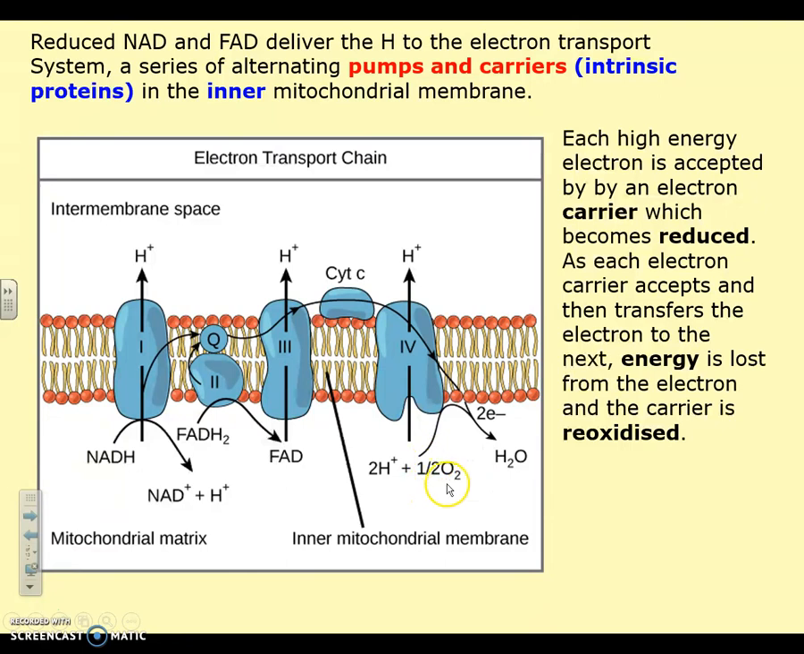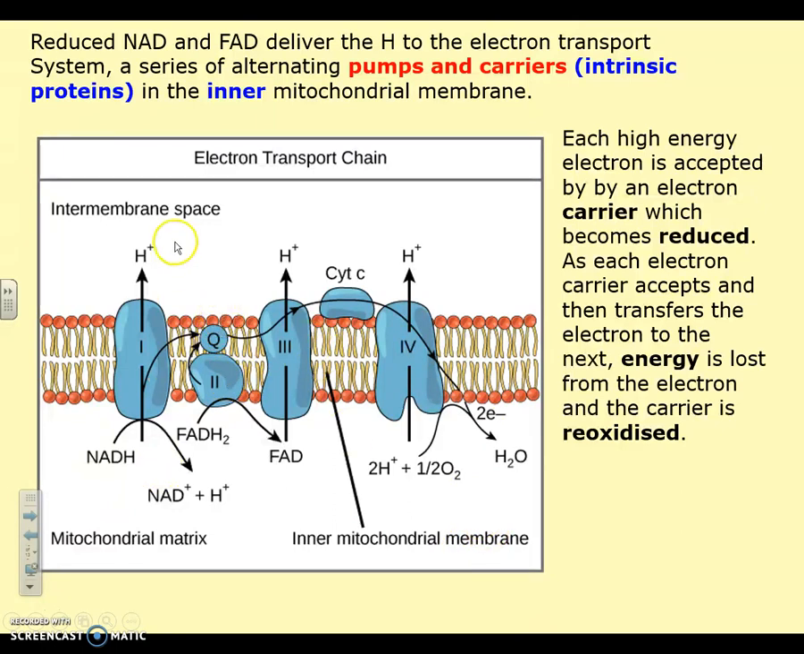diffused in. If you're a multi-celled organism like you and me, then of course it's been delivered by hemoglobin, and then it's diffused into the cell and into the mitochondria. But once this oxygen is here, the electron can move from this final proton pump onto the oxygen, forming water. And of course it picks up a couple of hydrogen ions to do that.